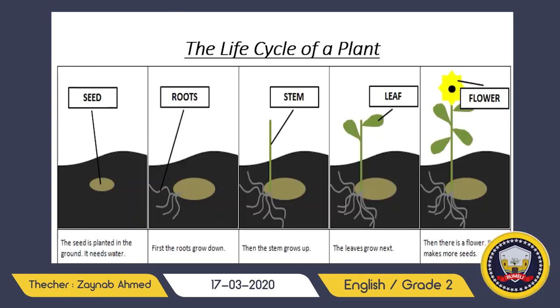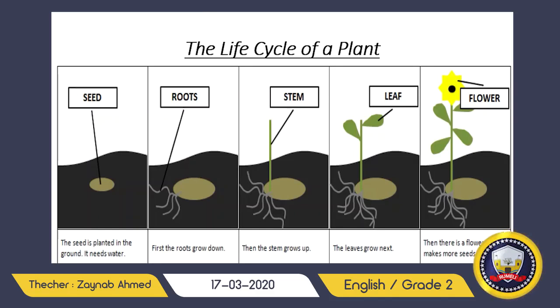So this is the life cycle of a plant. The seed is planted in the ground. It needs water. First the roots grow down, then the stem grows up. The leaves grow next, and then the flower. It makes more seeds. These seeds are dispersed and then new plants grow again. So this is a continuous life cycle.